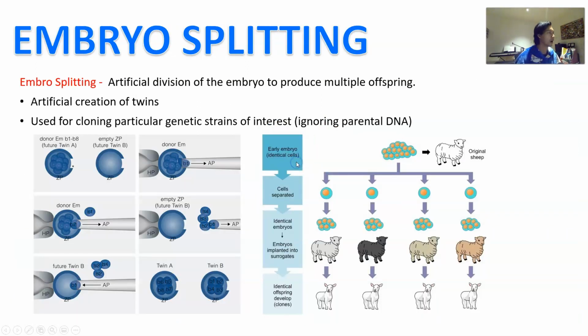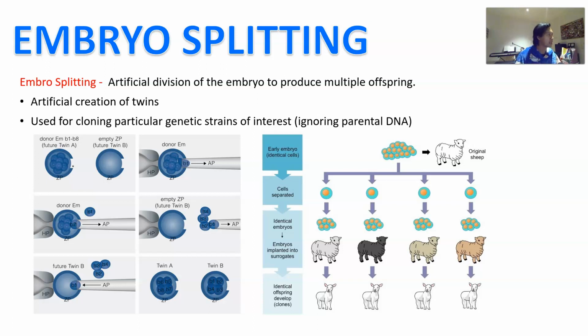Okay. All right, embryo splitting. Embryo splitting is the artificial division of the embryo to produce multiple offspring. Basically, it is artificial creation of twins. So you can imagine how twins are created when you have one embryo splitting into two, and then each of them getting their own little placenta and turning into an embryo, and then the baby. Embryo splitting is when we do it artificially, right?